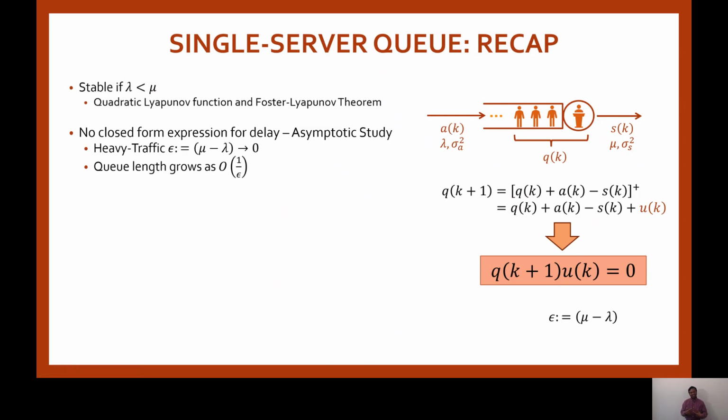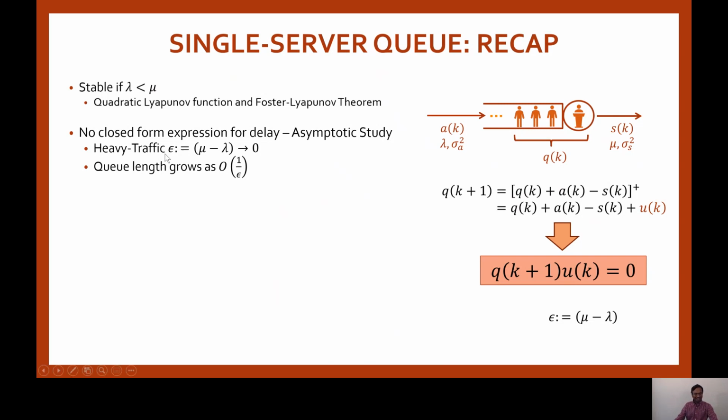Then the next question is, can we characterize the mean delay, mean queue length, or the distribution of queue length? And the answer is no. In general, one cannot find a closed form expression for queue lengths or delays. If one looks at special cases such as Bernoulli arrivals, Bernoulli service, and so on, there are closed form expressions. But for general arrivals, there are no closed form expressions. And that motivates asymptotic study.